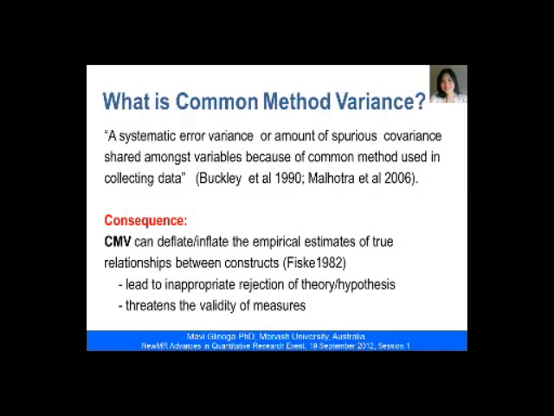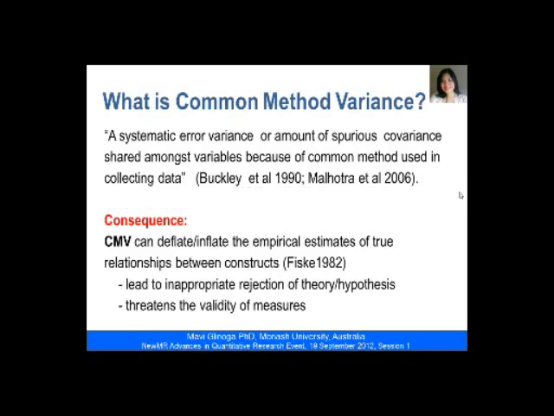In academia, common method variance has been quite a hot topic of late because it relates to the level of bias. It really reflects the degree of bias that you could have in the data. We statistically measure the degree of bias in our data. It's a systematic error variance, or the amount of spurious covariance shared amongst variables because of the common method used in collecting data. What we mean by that is the type of bias we measure based on either self-reported data or data that is reported as part of an observation by another person.